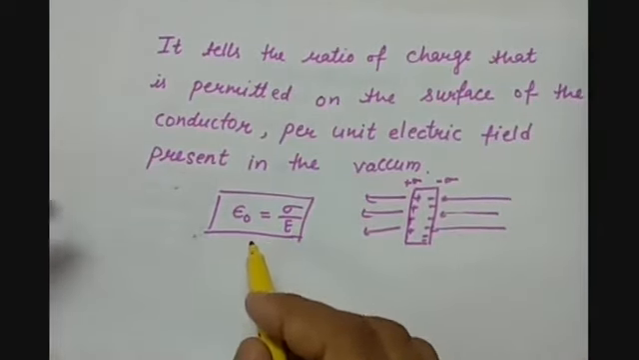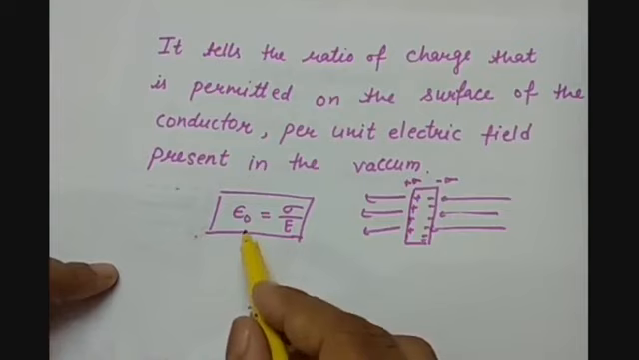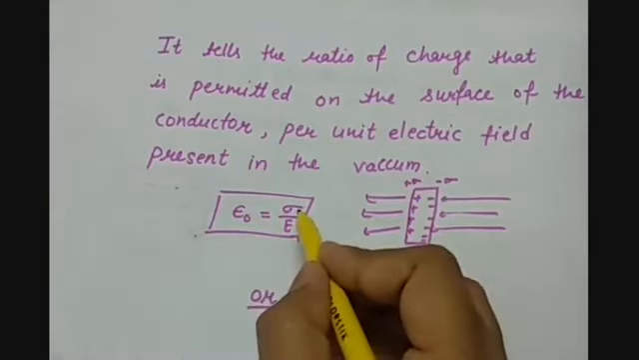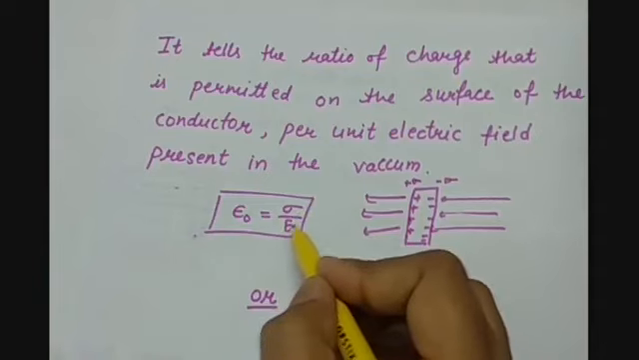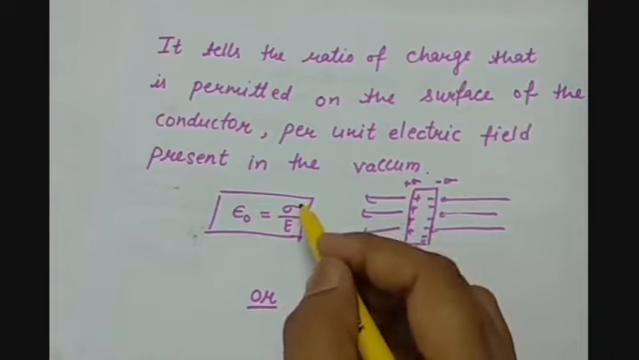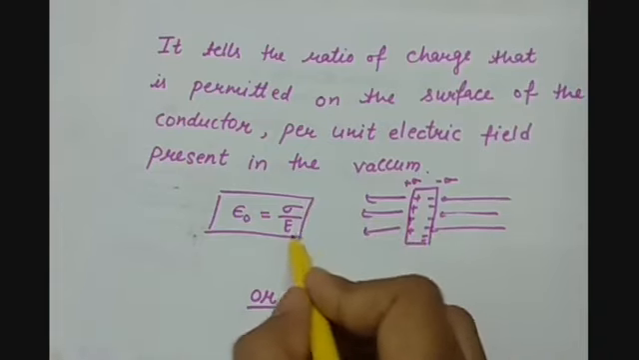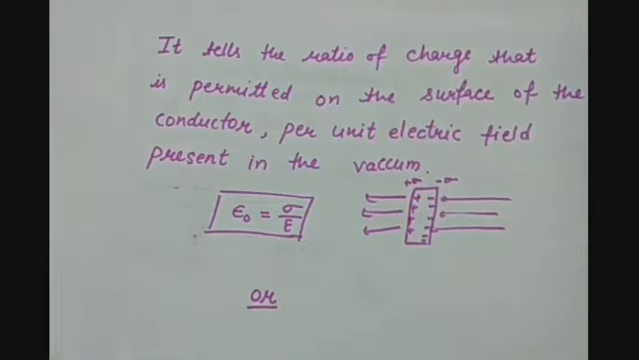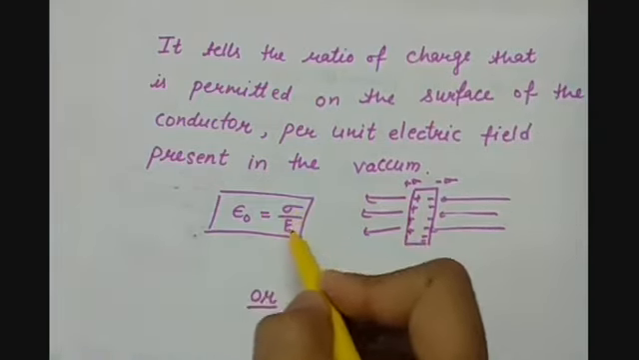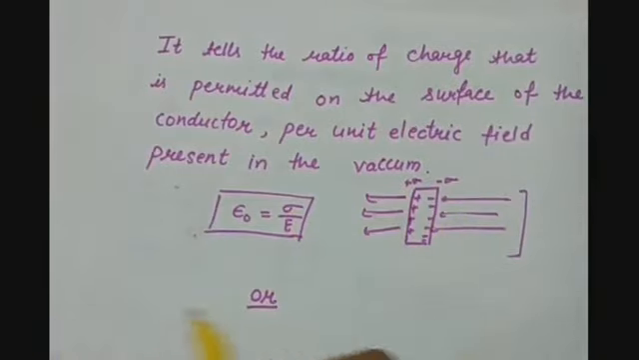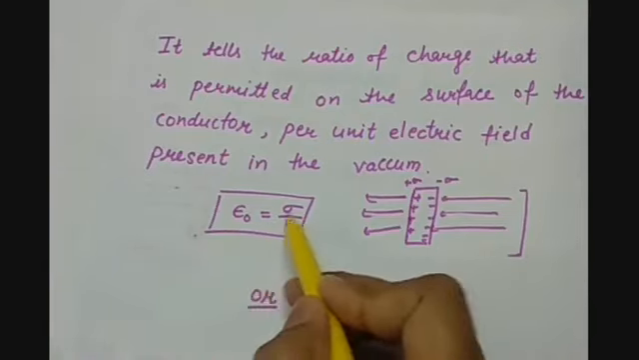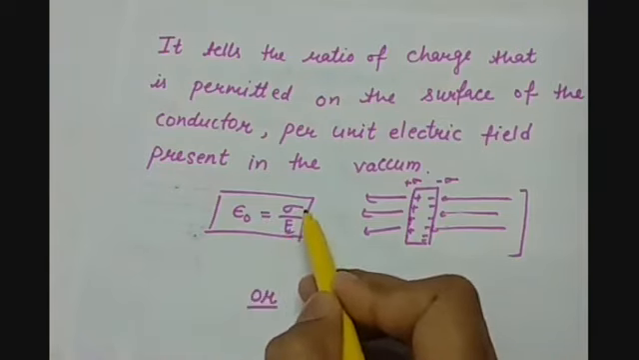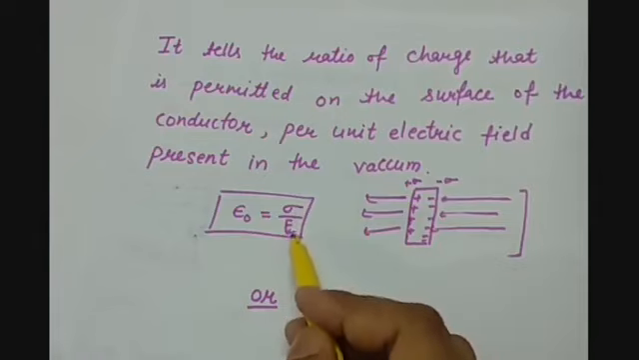So when we talk about the permittivity of free space, it is the ratio of the surface charge density to the electric field which is present, or you can say the surface charge density per unit electric field, or the amount of charge which is permitted per unit electric field, called epsilon, or permittivity of free space, denoted by epsilon naught, given by sigma upon E, where sigma is the surface charge density and E is the electric field.